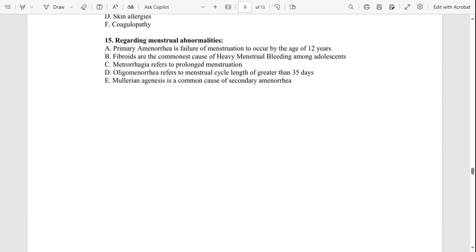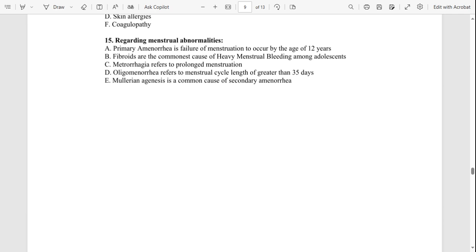Then menorrhagia, I was thinking it's a mechanism between the normal regulation and injury. And for oligomenorrhea, I was thinking it's reduced menstruation, not increased length. And for Mullerian agenesis, I was thinking it's a cause of primary amenorrhea. That's the reason why I named it. But I'm not quite sure. Yeah, that's the reason. Okay.